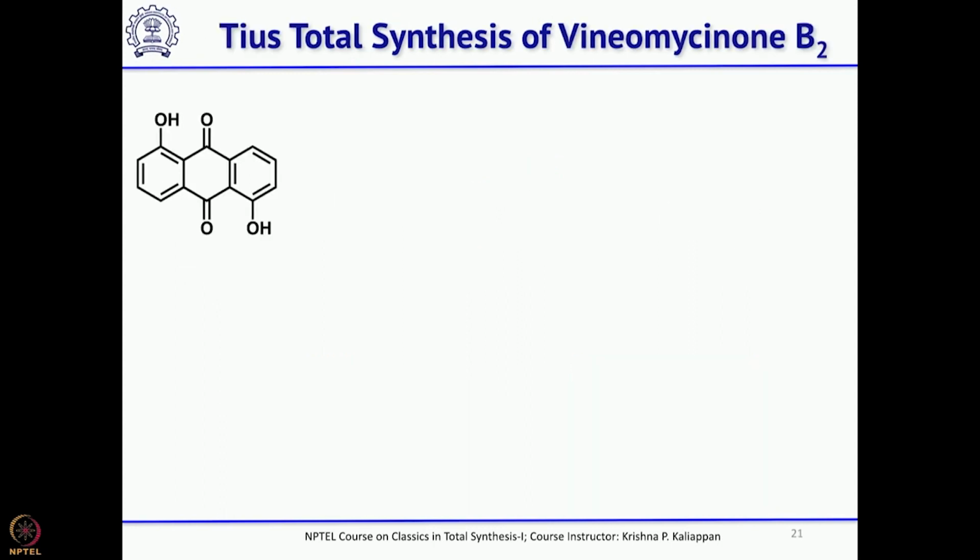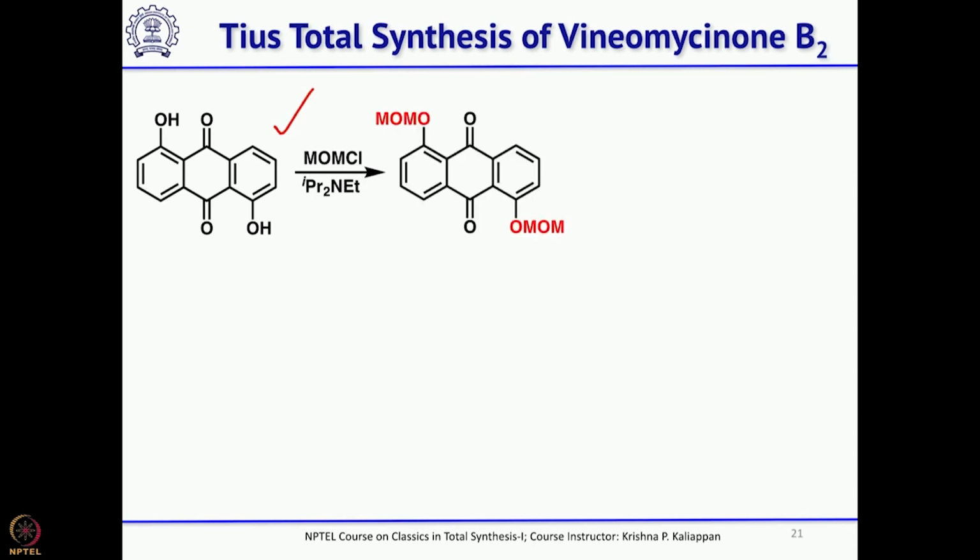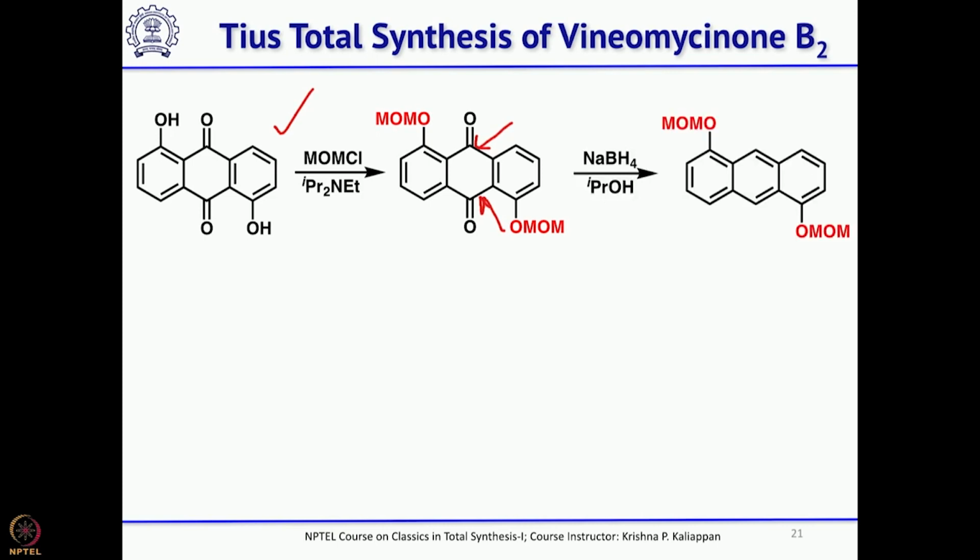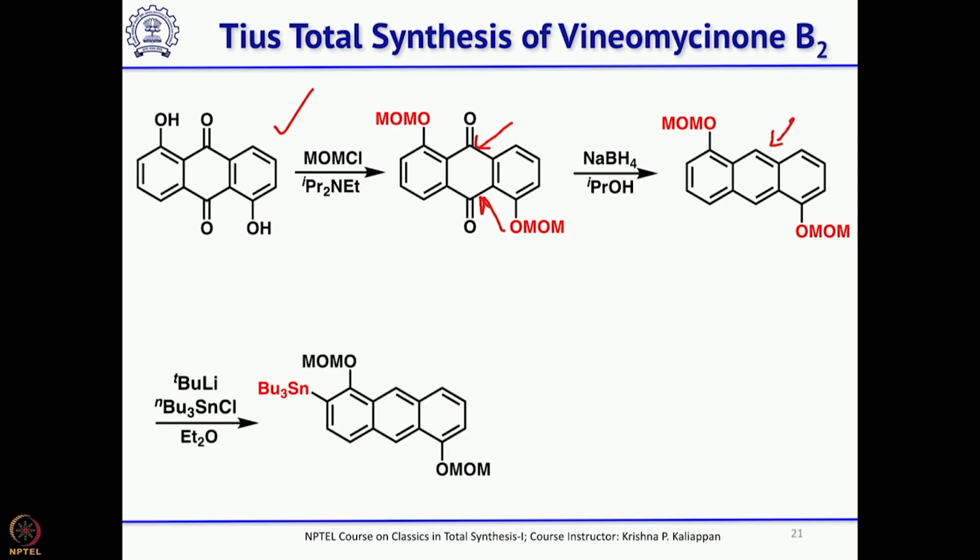Then for the middle portion, this is a commercially available dihydroxyanthraquinone. Take this and protect both hydroxyl groups as MOM ether. Then reduce these 2 ketones with sodium borohydride in isopropanol completely to get the corresponding aromatic one. From anthraquinone, that is dihydroxyanthraquinone, what we have done is dihydroxy protected anthracene. So, then it is a symmetrical compound.